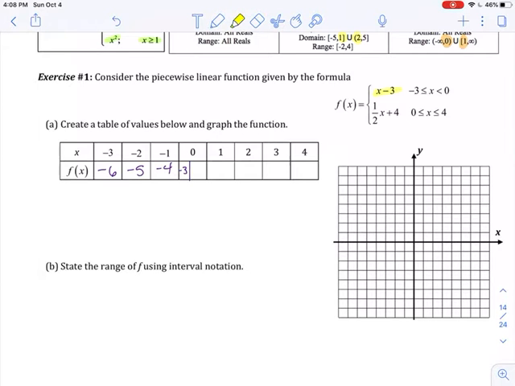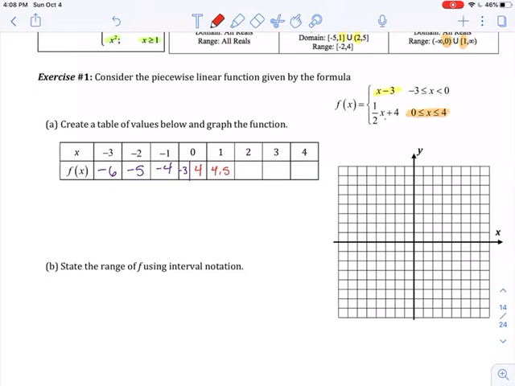The value would be negative 3, okay, but I'm not going to include it because 0 is actually in this next piecewise function. So I want x greater than or equal to 0 or less than or equal to 4. All right, so I'll do that one in a different color. So when x is 0, 1/2 times 0 plus 4 is 4.